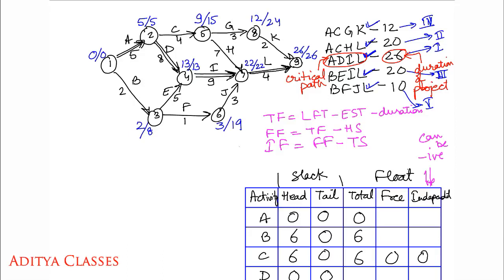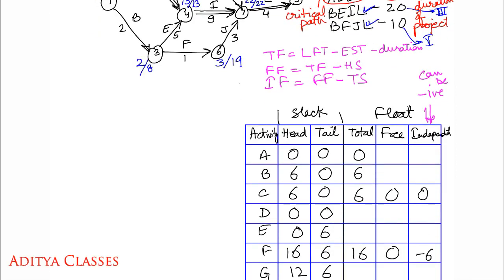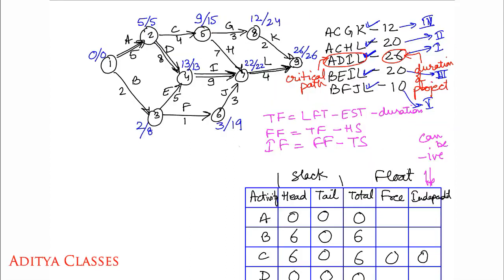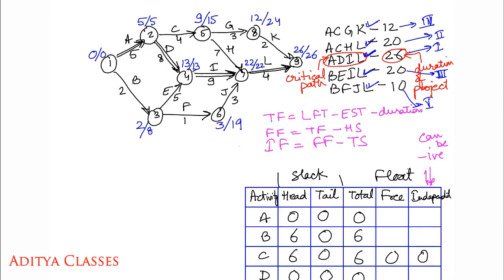What about D? Total float for D would be 13 minus 5, 8 minus 8, 0. As we know, D is a critical activity, so it won't have any kind of float available. Sorry, it will be 0. D is 0: 13 minus 5 minus 8. Fine.